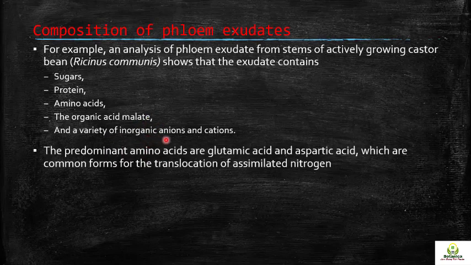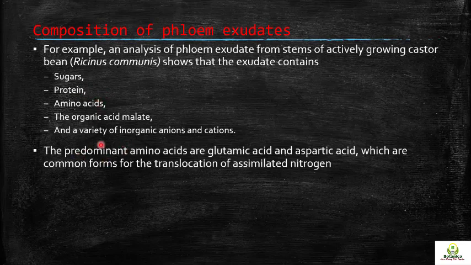cations as well. So as you can see, it is not only simple sugars which are transported through the phloem tissue. There are also some other compounds. There are proteins, amino acids, organic acids, and most probably the composition differs in these. These compounds have different concentrations, different percentages of the phloem exudate.